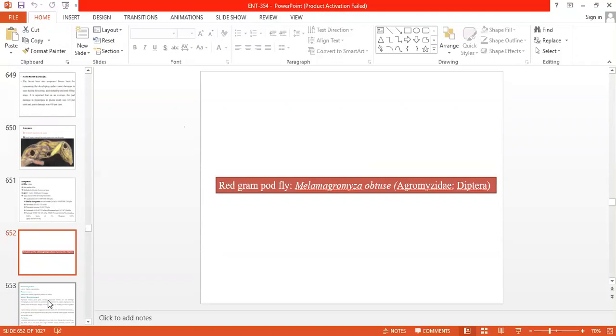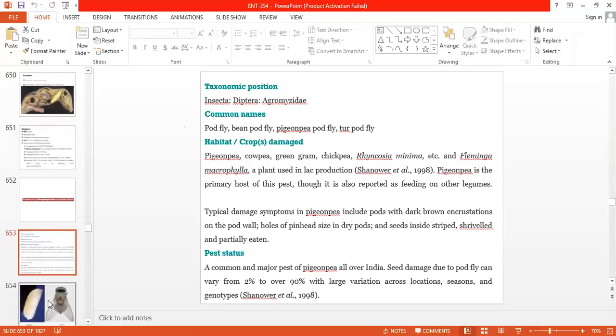Melanagromyza obtusa, family Agromyzidae. Common name: pod fly, bean pod fly, pigeon pea pod fly, or Tur pod fly. So pigeon pea, cowpea, green gram, chickpea, Rhynchosia minima. These are the host plants. Pigeon pea is the primary host of this pest.